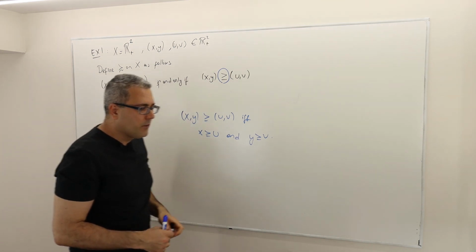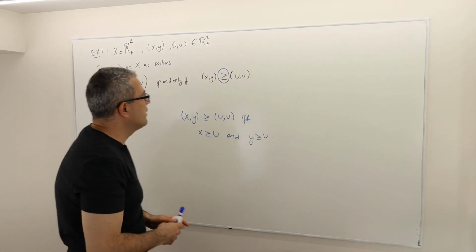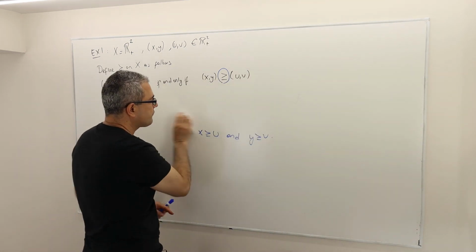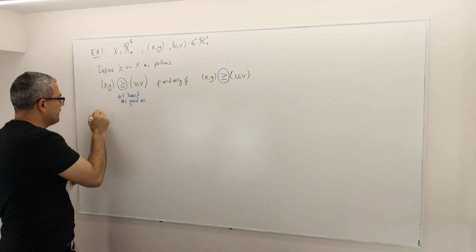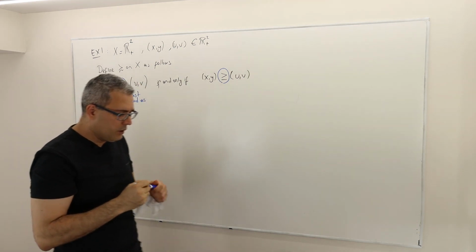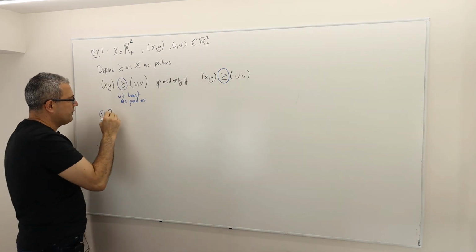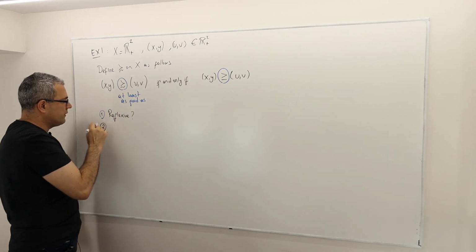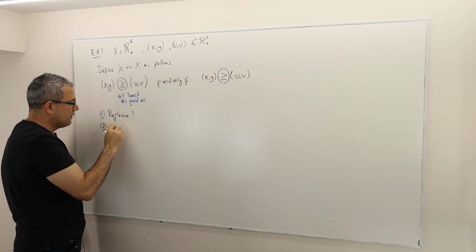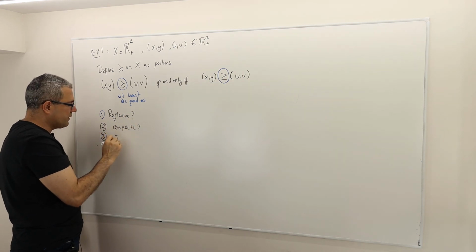So my first question is: is this binary relation a preference relation? One, is it reflexive? Two, is it complete? Maybe the most important one. And three, is it transitive?